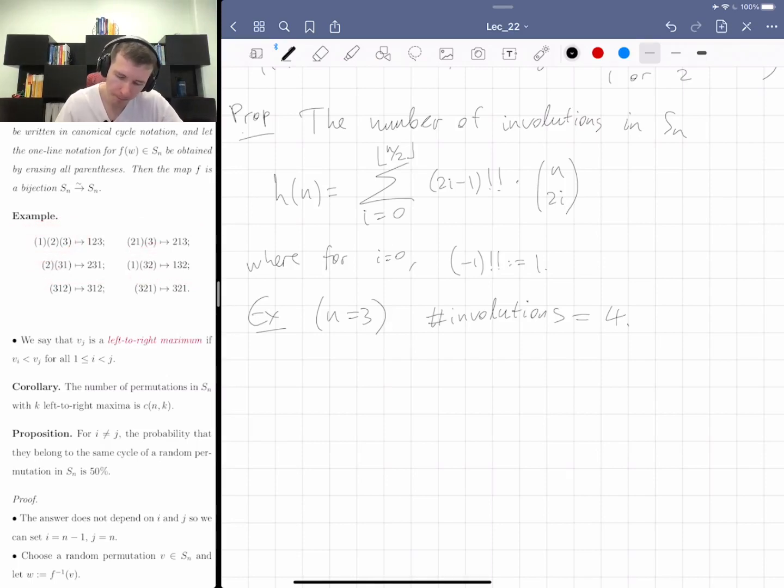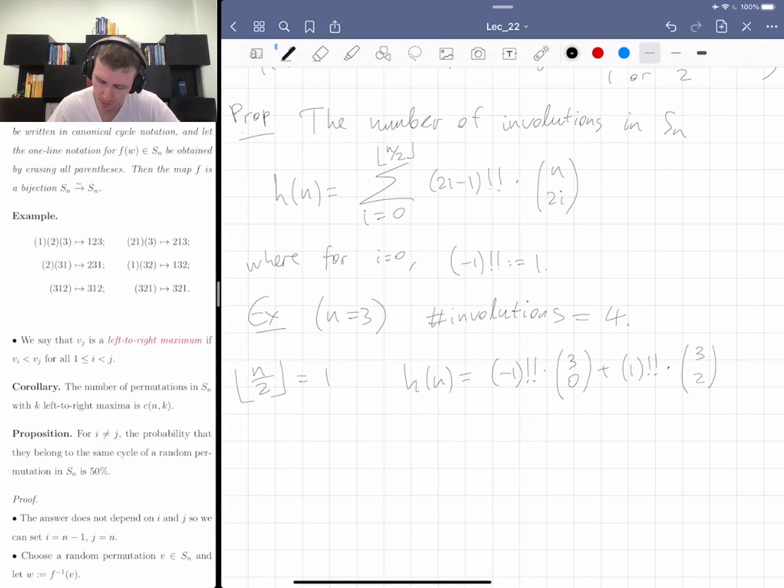So, okay, how do I apply this formula here? Let's see. n over 2 floor is equal to 1. So I have a sum from 0 to 1. h of n is equal to the term for 0, minus 1 double factorial times n choose 0, plus 1 double factorial times n choose 2. And the answer is 1 plus 3, which is 4.